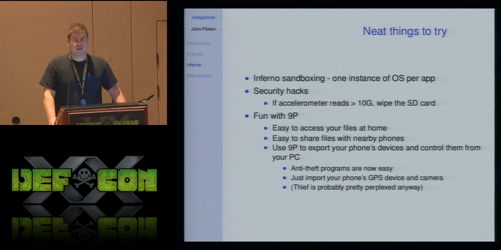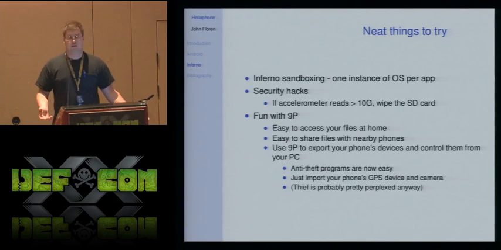Anti-theft programs are easy. You don't need all the hassle of the variety of these things you've seen, right? Somebody steals your phone, you can access the camera, take pictures of them, figure out where he is. Well, it's really easy when you've got 9P. All you do is connect to your phone and mount the devices, mount /dev/GPS, mount the camera device, and then you can just take pictures from home and check out where he is.